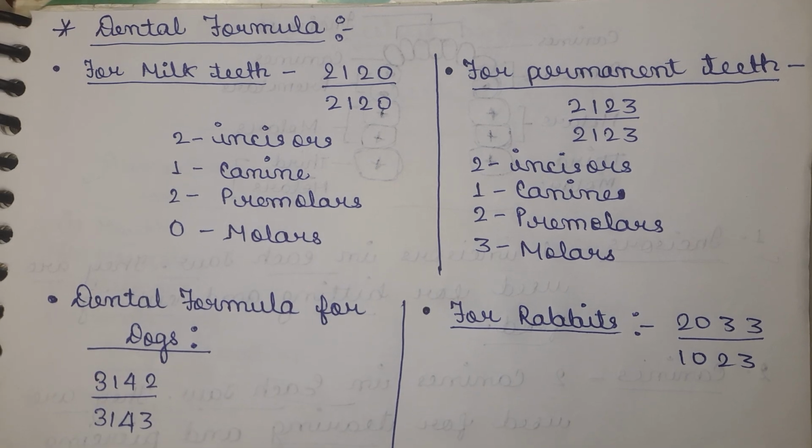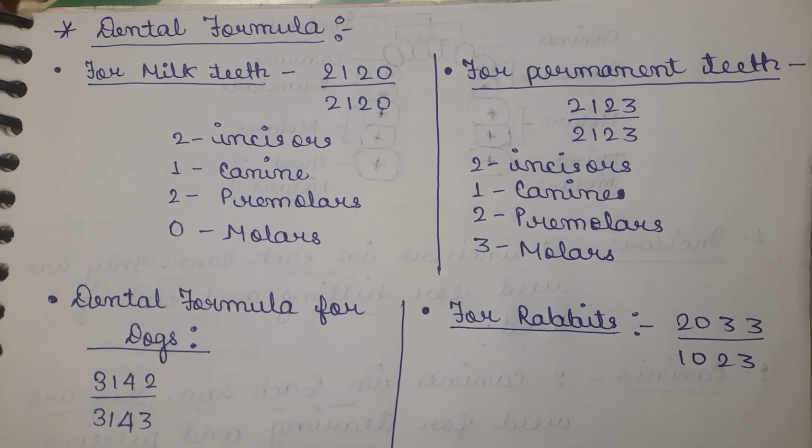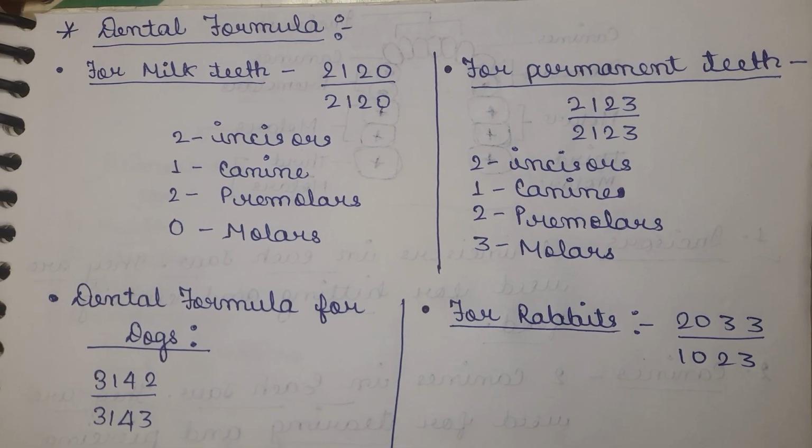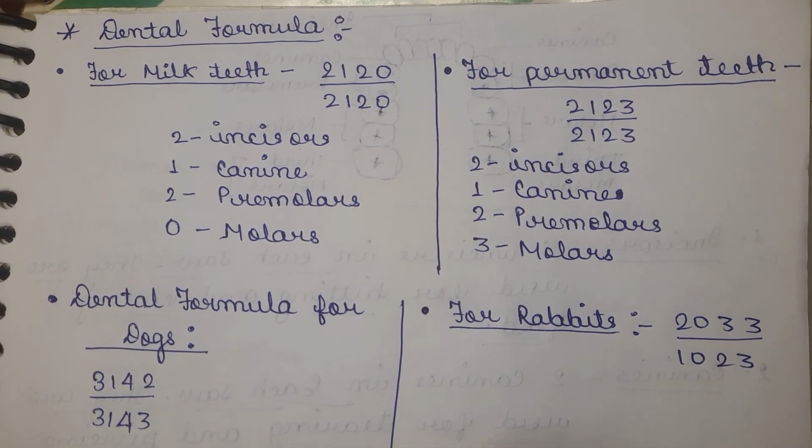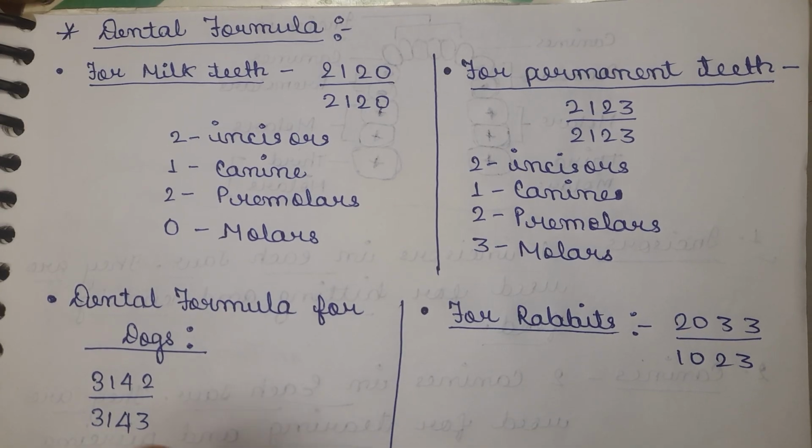Hello everyone. So today's topic is the dental formula, from the chapter on the digestive system of class 9th. The dental formula basically represents the number of teeth present in the upper jaw and the lower jaw, or basically the arrangement of teeth inside our mouth.